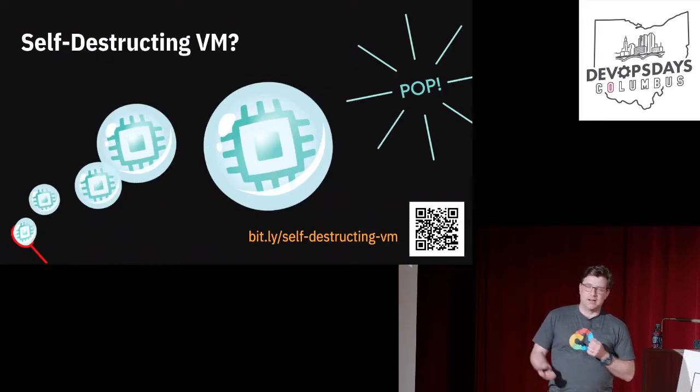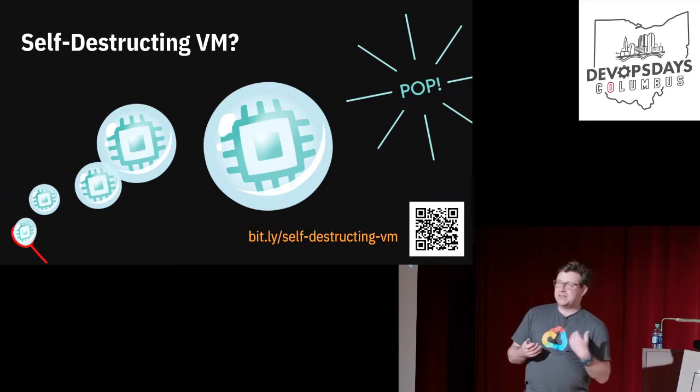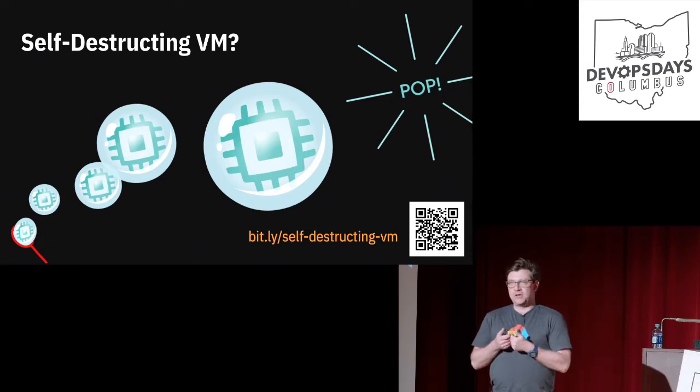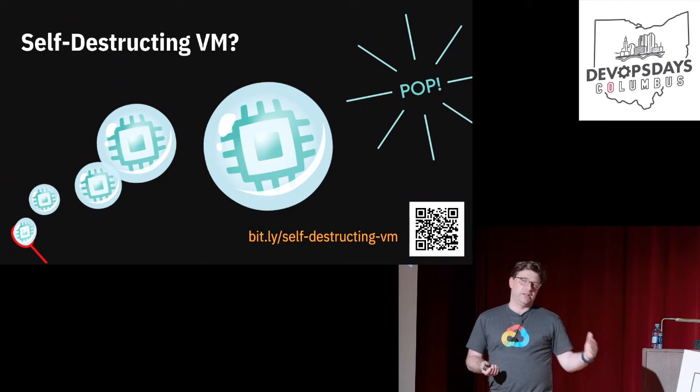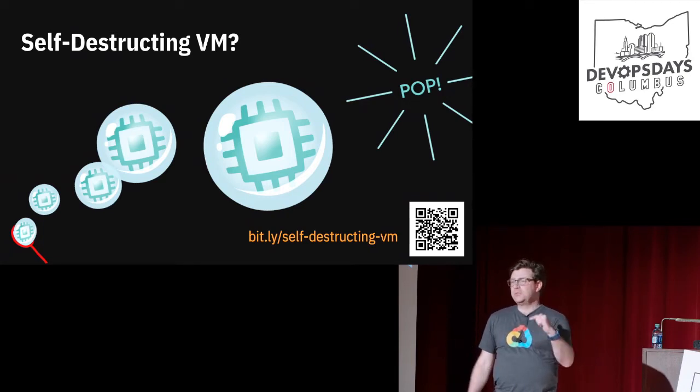What? Okay, a self-destructing VM is a VM that destroys itself. And this is useful because a VM costs money, even if no one's using it. If you spin up a VM for every single test, you're going to end up potentially spending a lot of money on orphaned resources. So this is a technique that lets you make VMs that will turn themselves off.